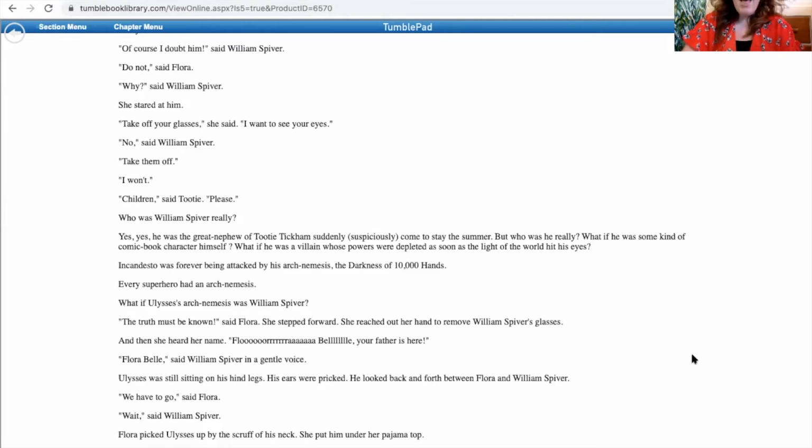Flora Bell! Your father is here! Flora Bell, said William Spiver in a gentle voice. Ulysses was still sitting on his hind legs. His ears were pricked. He looked back and forth between Flora and William Spiver.